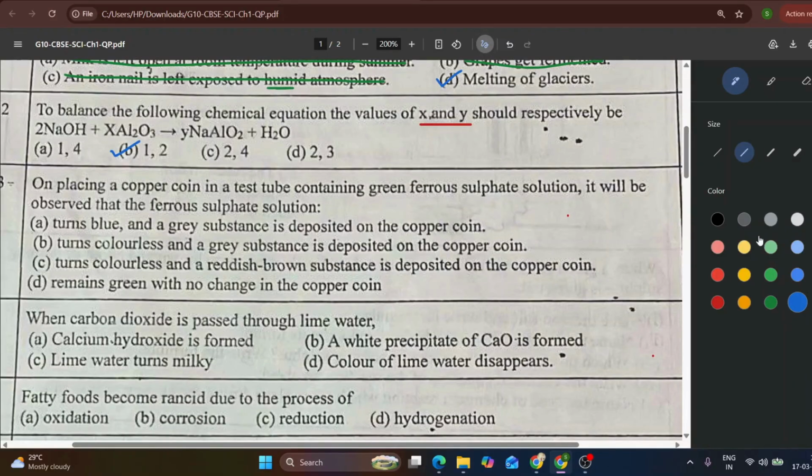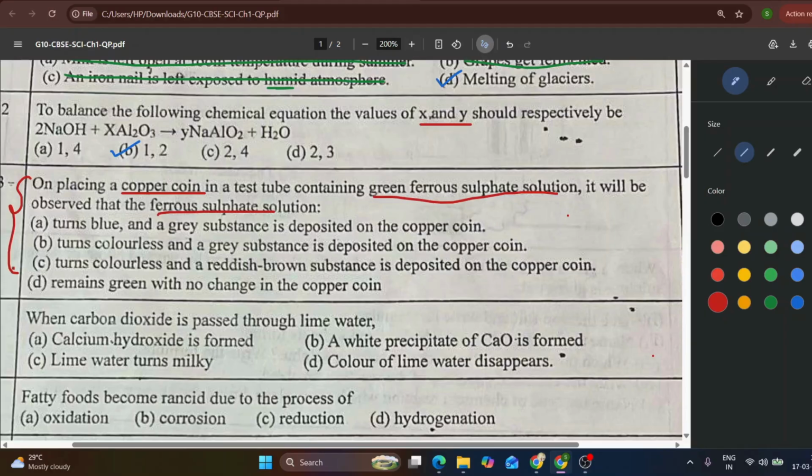Coming to the third MCQ. A copper coin is placed in green ferrous sulfate solution. So you have the copper being dipped in iron sulfate solution. The question is, what will happen to the copper sulfate? Now children, remember this particular question is based on the concept of the reactivity series. It is based on displacement reaction.